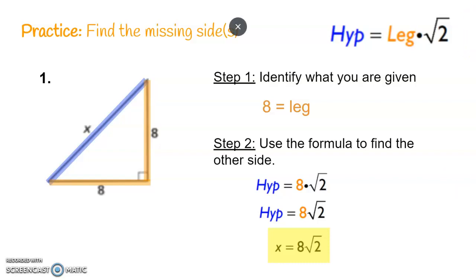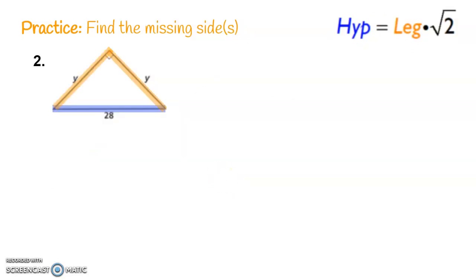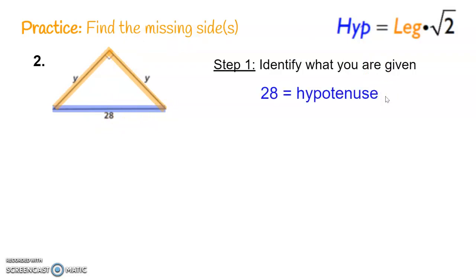Let me go ahead and go through one more example with you. For this particular example, we were given that this is a 45, 45, 90 triangle because, again, these two orange legs are the same length. We don't know what they are, but they are the same length because they hold the same variable. So our first step is always going to be identify what we are given, aka where's the number located. So my 28 is located on the hypotenuse. So I was given the hypotenuse.